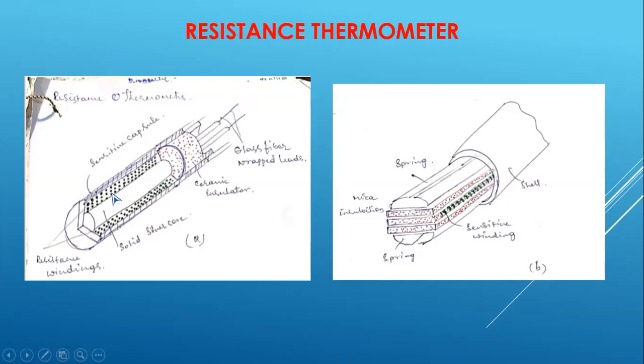Usually this is used in rolling industries, foundries, and many more industries. They use a resistance thermometer. This particular thermometer indicates the temperature from 100 to 4000 degrees centigrade. The range available in this resistance thermometer is 100 to 4000 degrees centigrade.